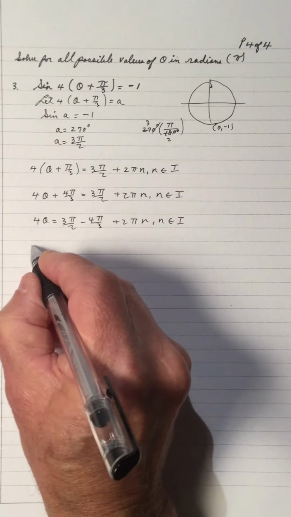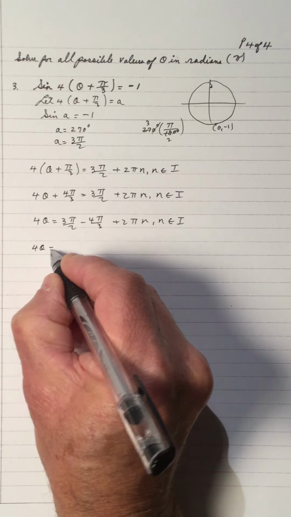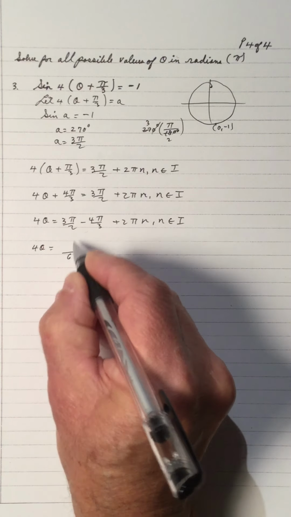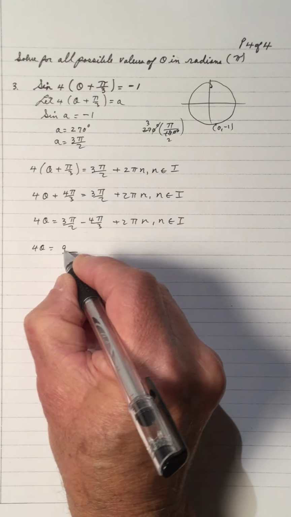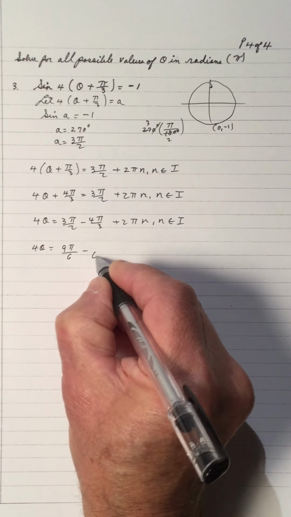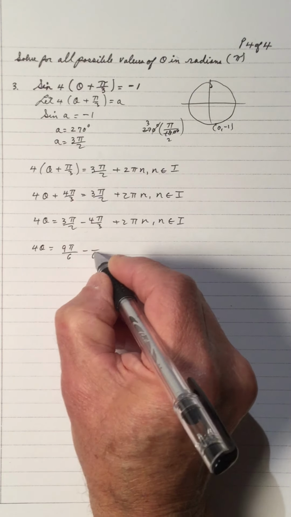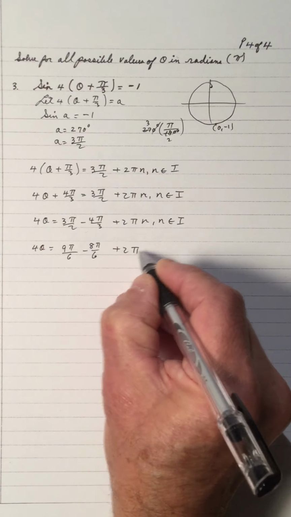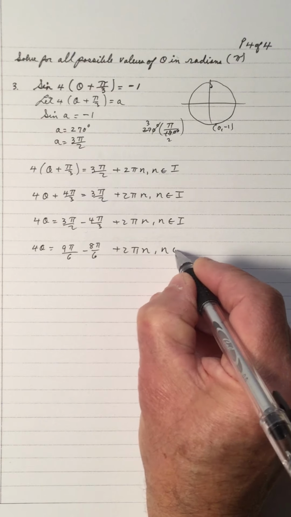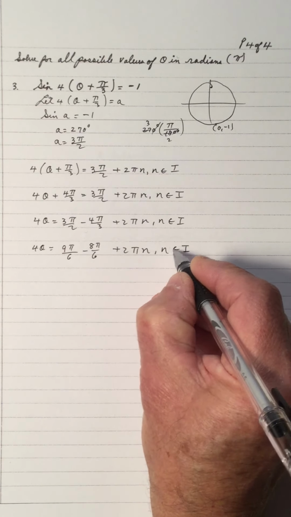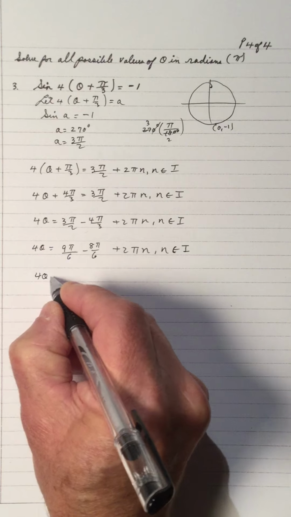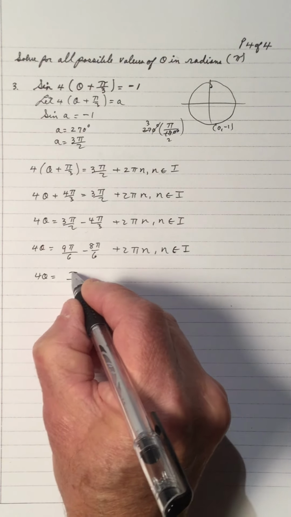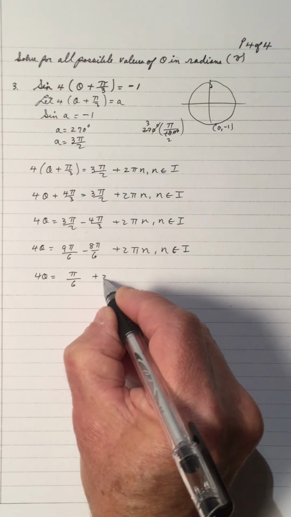And we're going to need a common denominator, so 4 theta. Common denominator for 2 and 3 is 6. So 2 into 6 goes 3. 3 times 3 is 9 pi. 6 is a common denominator. 2 times 3 is 6. 2 times 4 is 8 pi. And finish writing the rest of it down. 4 theta equals, that's a 6 denominator, 9 minus 8 is 1, so it's pi over 6.